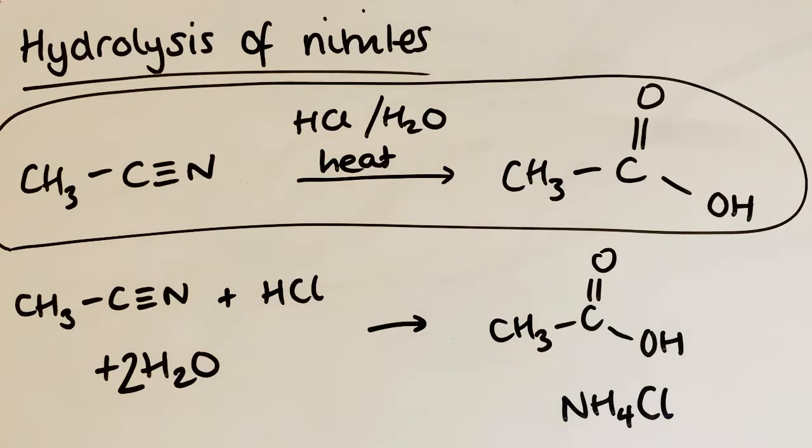Okay, so that's what we can do with our nitriles. Once we've formed a nitrile, we can either convert it into a primary amine or we can convert it into a carboxylic acid.